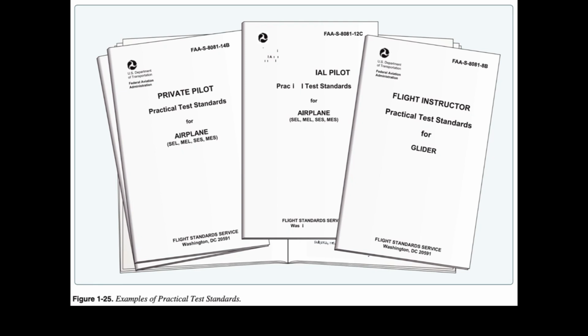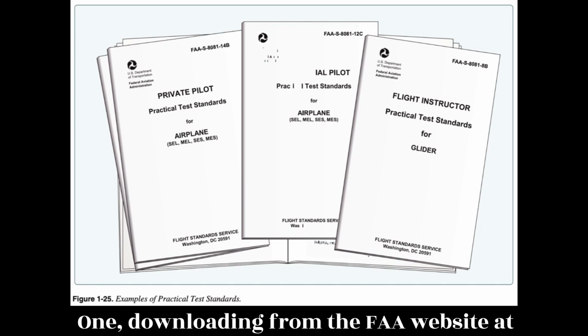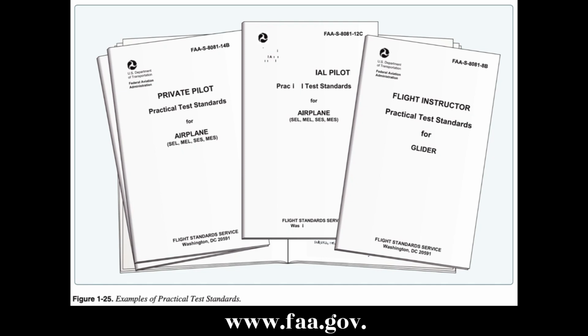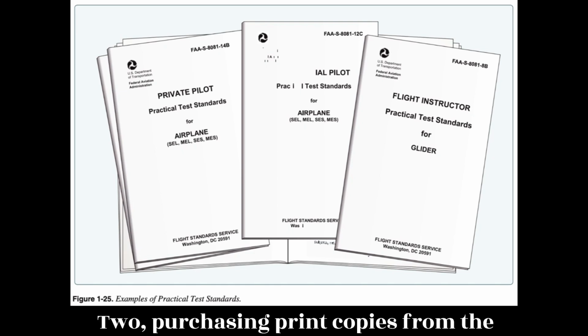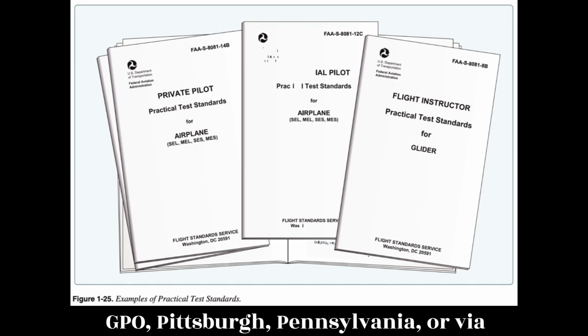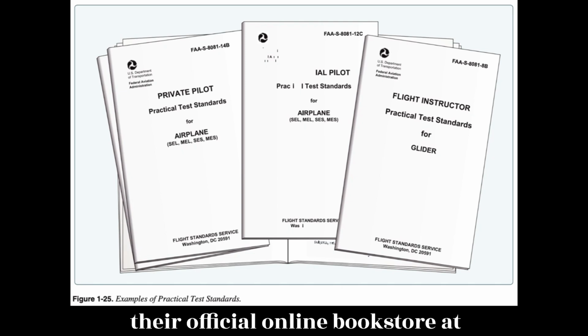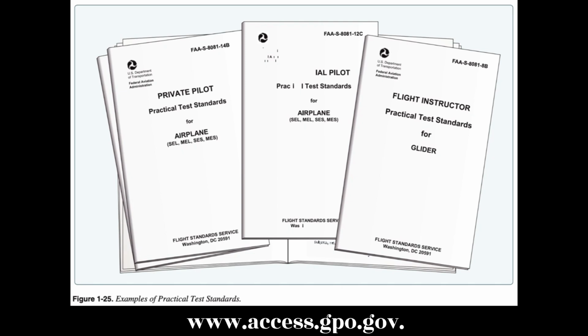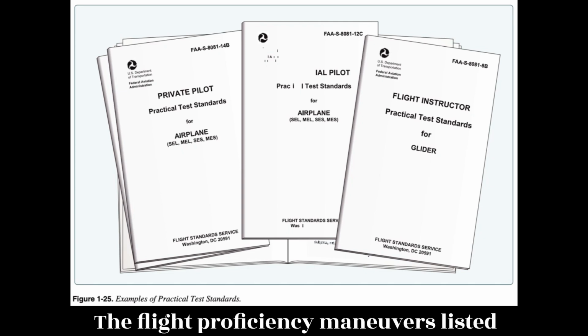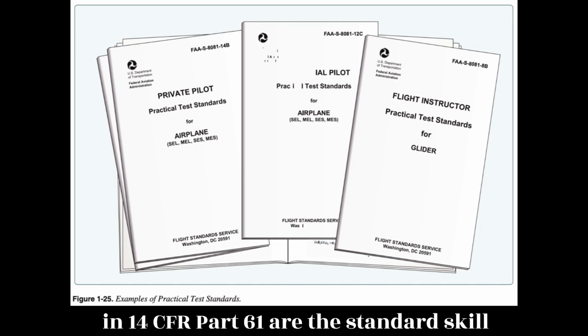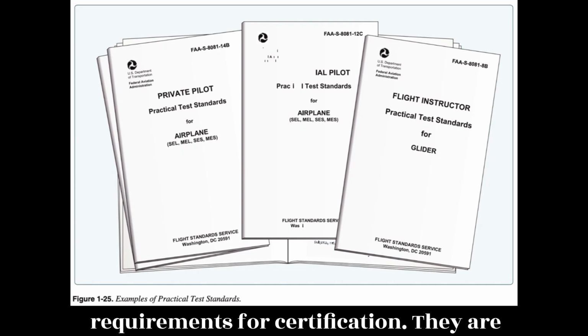Copies may be obtained by 1. Downloading from the FAA website at www.faa.gov. 2. Purchasing print copies from the GPO, Pittsburgh, Pennsylvania, or via their official online bookstore at www.access.gpo.gov. The flight proficiency maneuvers listed in 14 CFR Part 61 are the standard skill requirements for certification.